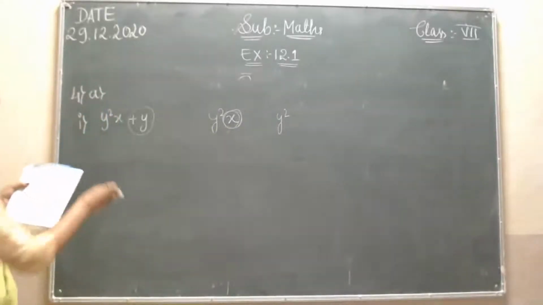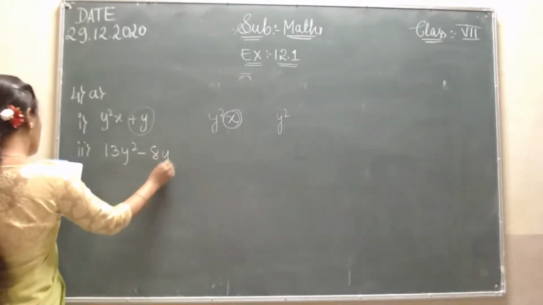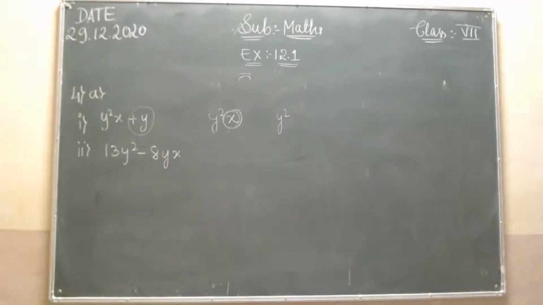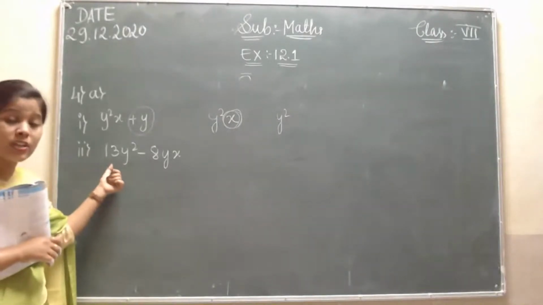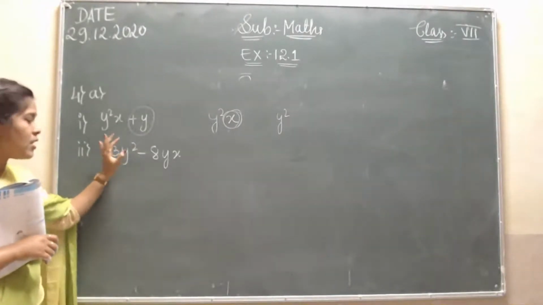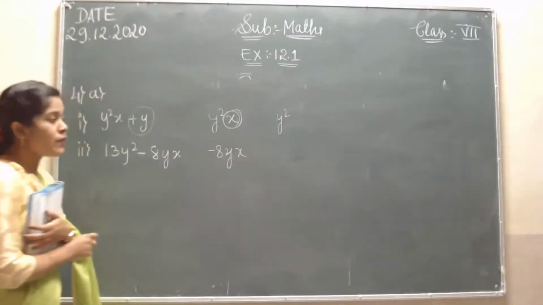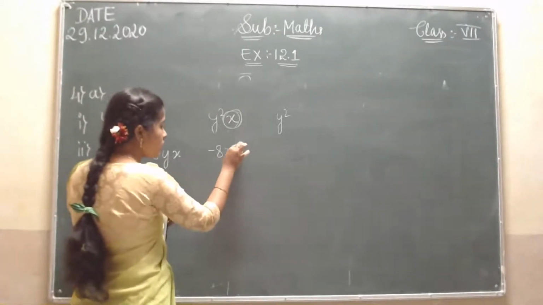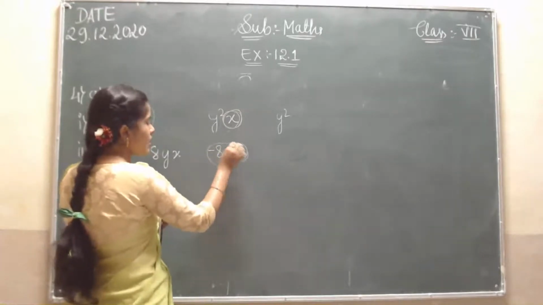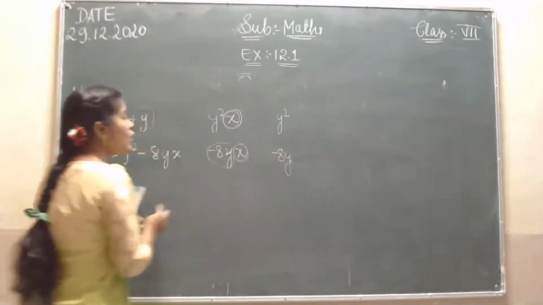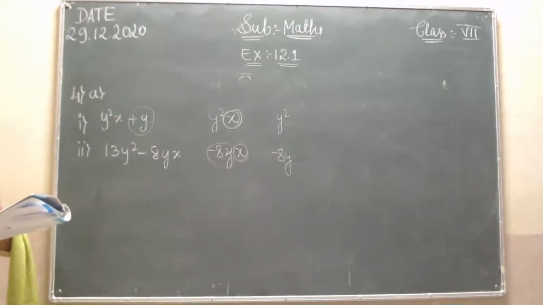Here in the second question, see the second one: 13y square minus 8yx. In this, take only the term containing x. This term is not containing any x, so remove this. Take only minus 8yx. So for the coefficient of x, remove x. The remaining part is minus 8y. Minus 8y is the coefficient of x. Understood? So this is how we have to write only the x term.